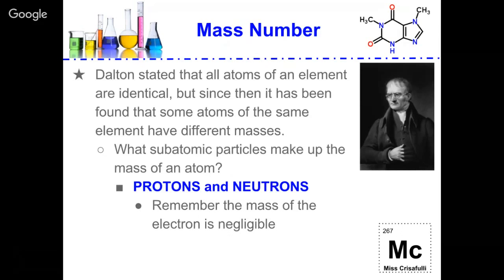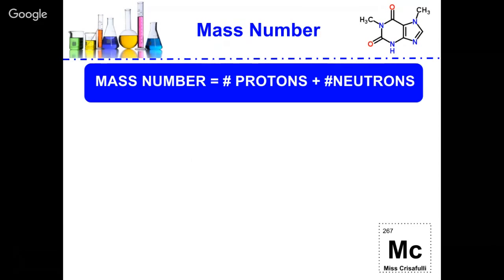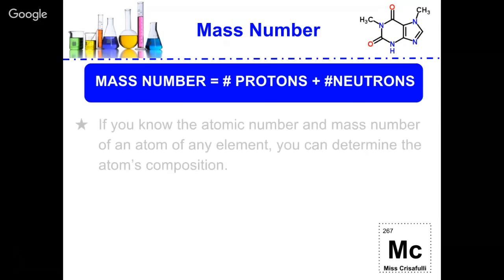Remember, the mass of the electron is negligible, and we talked about that in our last set of notes. The mass of the proton is 1, and the mass of a neutron is 1 as well. The mass of an electron is 1 over 18,000 and change, so it's not going to contribute much to the mass of an atom, because it's a very, very small number. So if we know the mass number, we can calculate the neutrons, or if we know the protons and the neutrons, we can calculate the mass number.